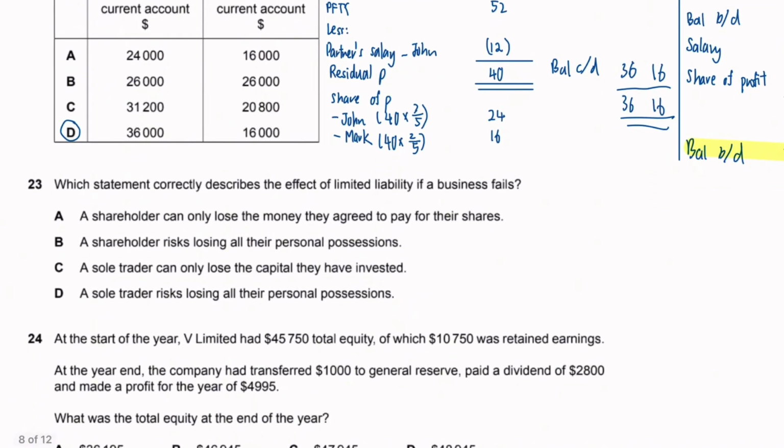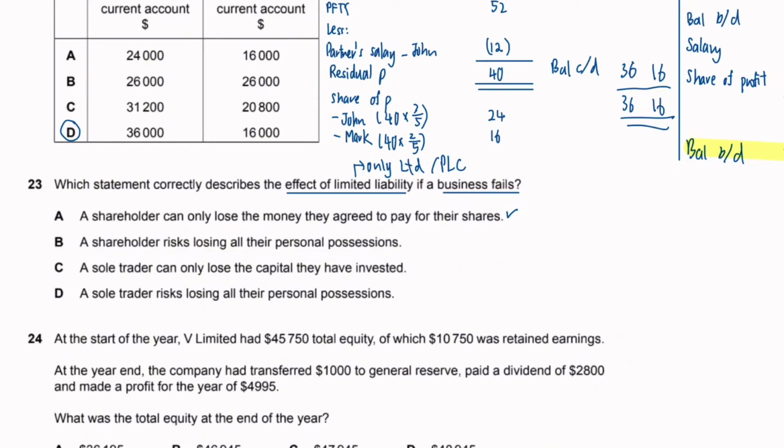Okay, question 23. Which statement correctly describes the effect of limited liability if a business fails? So limited liability only applies to limited companies, private limited or public limited. Okay, it's all the same. First, a shareholder can only lose the money they agreed to pay for their shares. Yeah, this is correct. So they cannot be liable for all the business debts, so they do not need to sell off their personal assets to pay for the business debts.